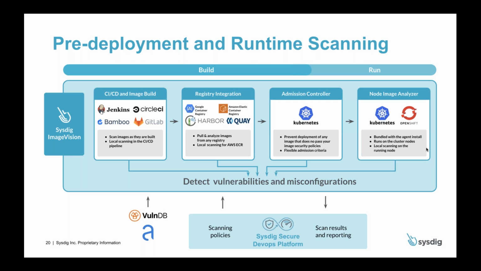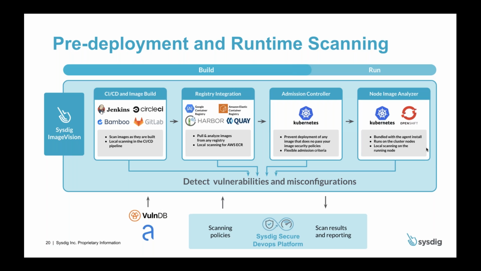One of the things that we provide is both pre-deployment and runtime scanning. This is important, where we can scan your images wherever they are. If you're in the build phase, we integrate directly into your CI/CD pipeline. If you're using Jenkins, GitLab, Bamboo, we can scan images as they're built. If they're in the registry, any Docker V2 compatible registry, Quay, Artifactory, ECR, we can scan those images there as well. If you're in Kubernetes and using controls like admission controllers, we can actually integrate with them and prevent the deployment of any image that's risky, that doesn't meet those policies.